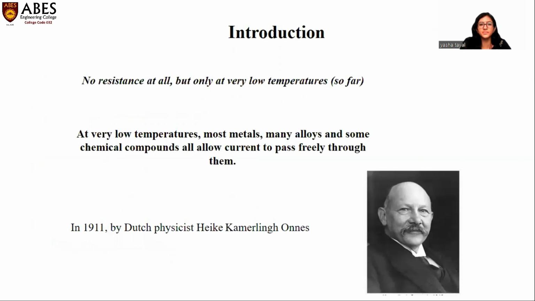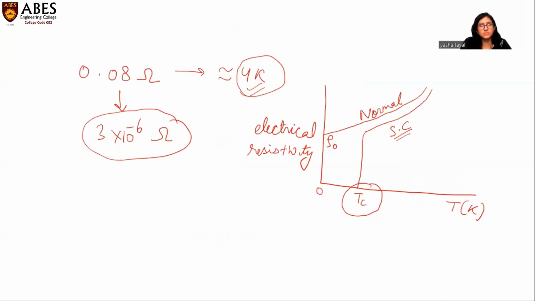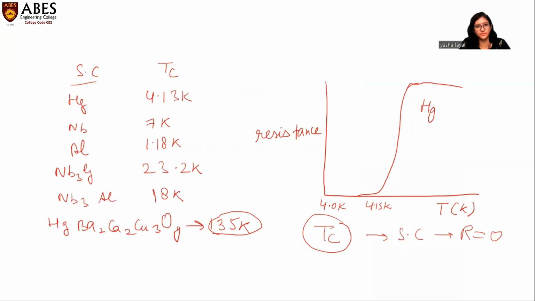So superconductors are basically materials which have zero resistance, so the current can freely pass through them. This is possible at a very low critical temperature, which is known as the transition temperature. This was first observed by H. Kamerlingh-Onnes in the year 1911. The resistance above the critical temperature is about 0.08 ohms, as observed for mercury, and it reduces to 10 power minus 6 ohms at a temperature below the critical temperature.